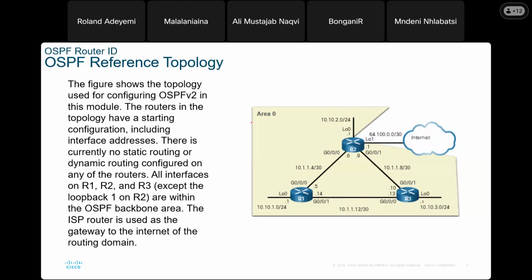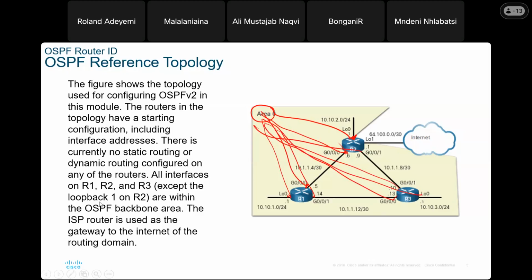And if you see something here, this interface, they put it in area 0. This interface area 0. This interface area 0. Why did they put all these interfaces in area 0?